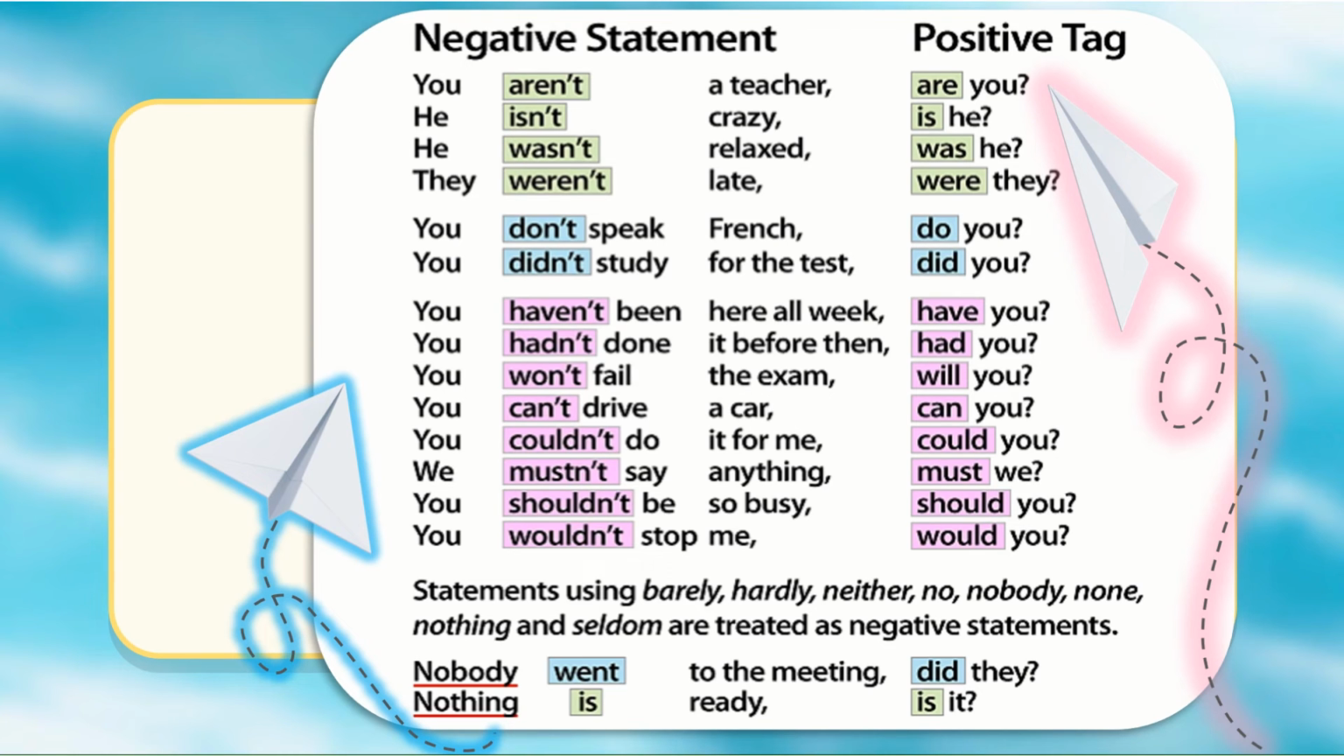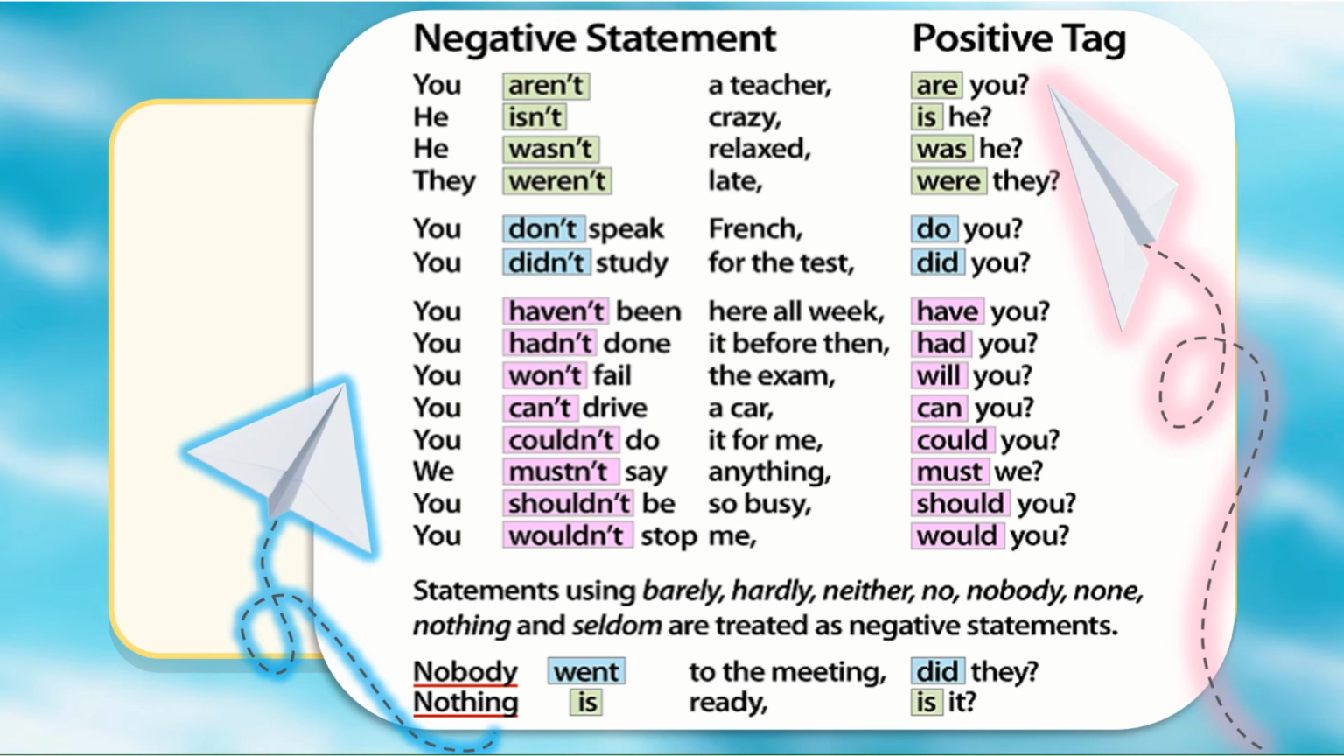Statements using barely, hardly, neither, no, nobody, no one, none, nothing, and seldom are treated as negative statements. For example, "Nobody went to the meeting, did they?" "Nothing is ready, is it?" In this case, you are using nobody. In that sentence, you can notice that there is a negative meaning. That's why you need to use a positive tag.